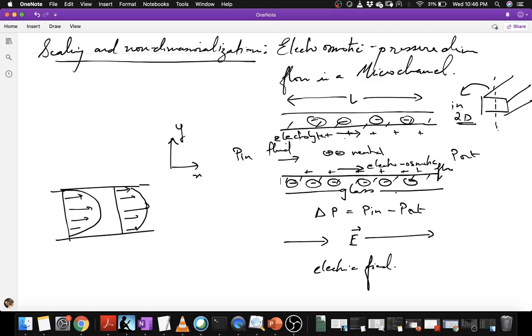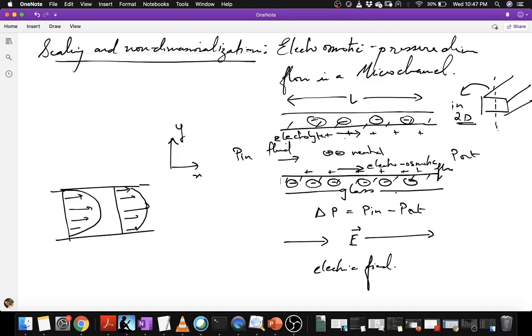Now, we might have some vague idea that if the channel is very large, then maybe the effects near the wall won't affect the bulk flow. But we need to be more concrete than this, and ideally we would like to have a well-defined condition so that I can say if my diameter is greater than a certain value, I can neglect the presence of this electric field or this electro-osmotic flow. Whereas if it's much smaller than some value, I should instead be in a position to neglect the pressure gradient.